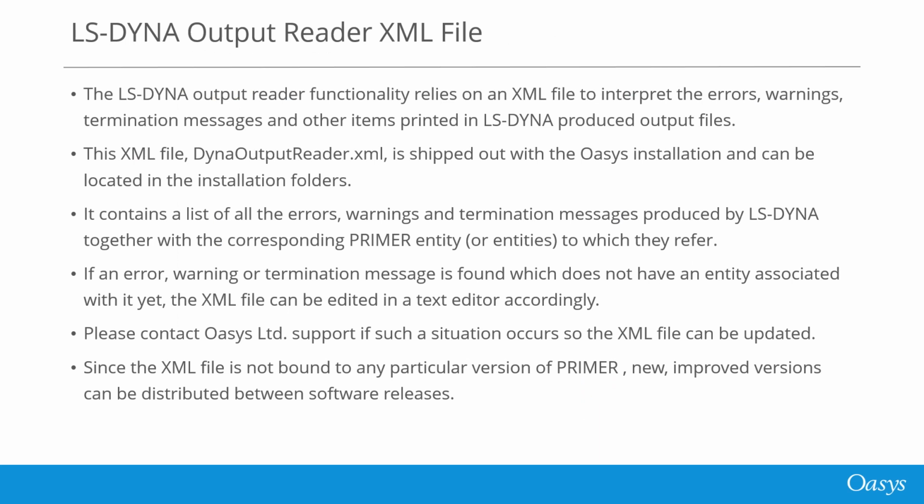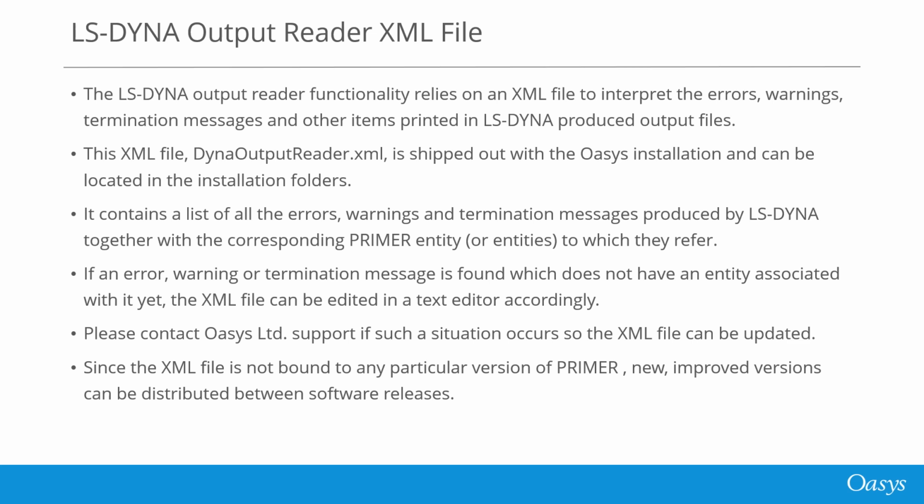The LS-DYNA output reader functionality relies on an XML file to interpret the errors, warnings, termination messages and other items that are printed in the LS-DYNA produced output files. This XML file is named DYNA output reader.xml, and this file is shipped along with the Oasys installation and can be located in the installation folders. It contains a list of all the errors, warnings, and termination messages produced by LS-DYNA together with the corresponding entity in Primer or entities to which they refer.